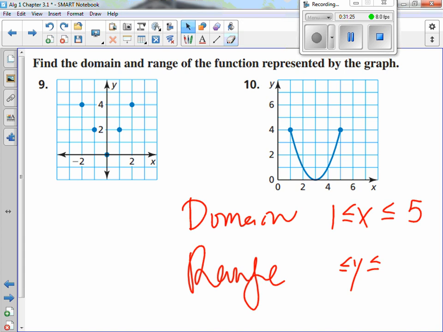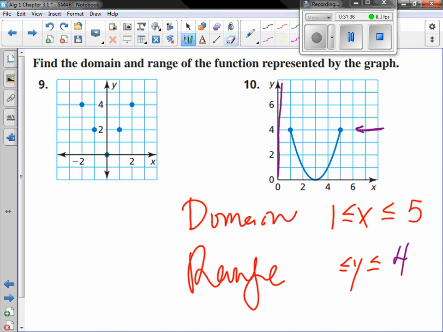So with 4, I would agree 4 is one of the values. Is it the biggest value or the smallest? Because the function doesn't go above y equals 4, or where y is 4. What's the smallest value we have? So 0 is less than or equal to y is less than or equal to 4. And for the range, and the domain is 1 is less than or equal to x is less than or equal to 5. And that's all we have for this here.